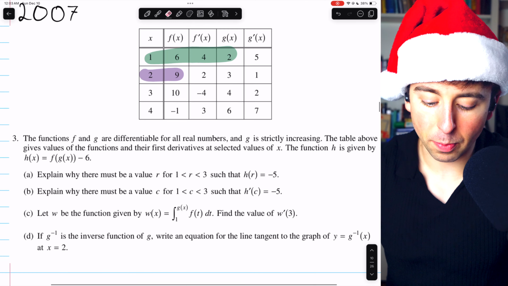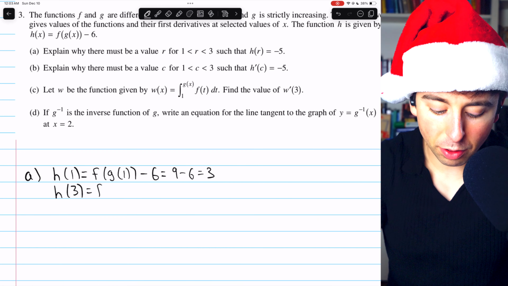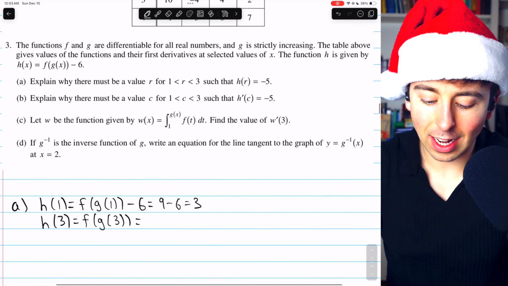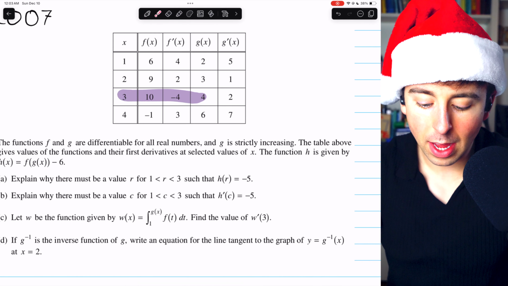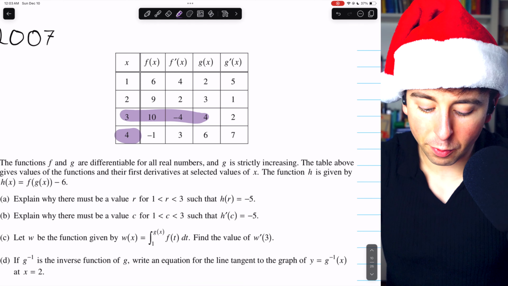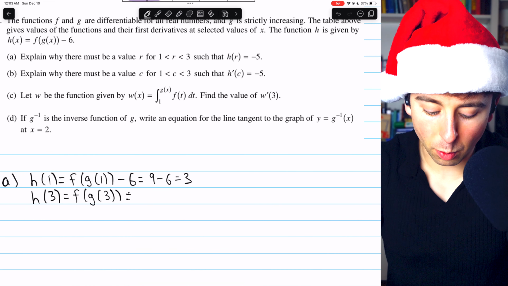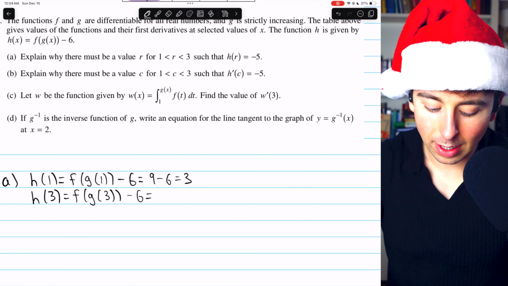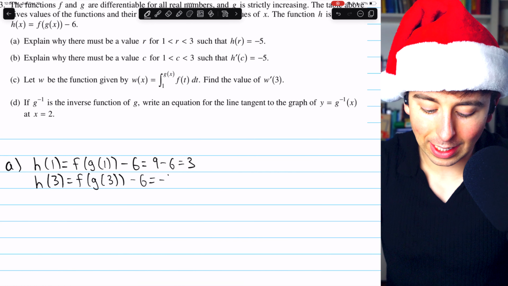And then we'll do a similar process to evaluate h of 3. By definition, h of 3 is f of g of 3. Looking at the table, we see that g of 3 is 4, and then we need to plug that into f, and we see that f of 4 is -1. Thus, this is going to be -1 minus 6. Sorry, I forgot to write the -6 a minute ago. So this is -1 and then subtract 6. That's going to be -7.